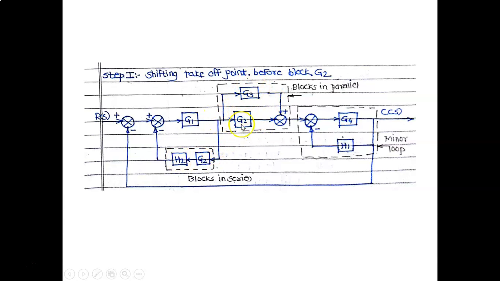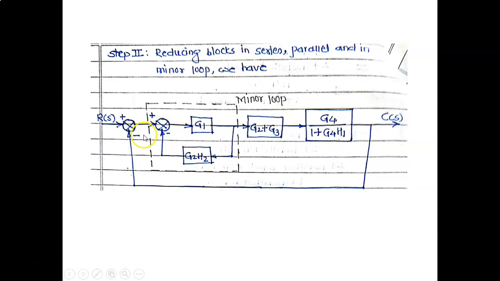will be in parallel, and this H2 and G2 will be in series, and this G4 and H1 and this summing point will form a minor feedback loop. Therefore, here G2, H2 will be there, here G2 plus G3 will be there, and here the block will be G4 divided by 1 plus H1 into G4. See that G1, here G2, H2, G2 plus G3, then G4 divided by 1 plus G4, H1.